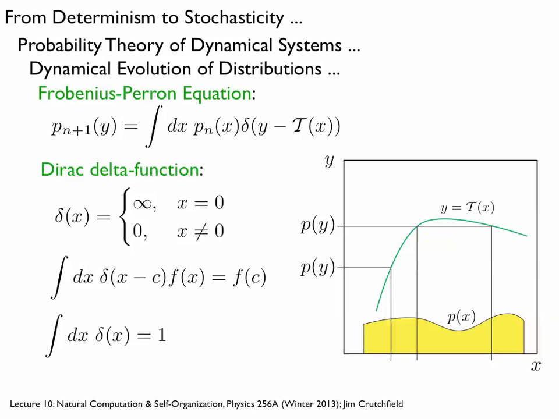Then we're mapping that forward to the y value that t takes it to, and then this delta function sort of samples this distribution where y is equal to t of x. So generally, the way this delta function works, and one should do this carefully, but here's the intuition.